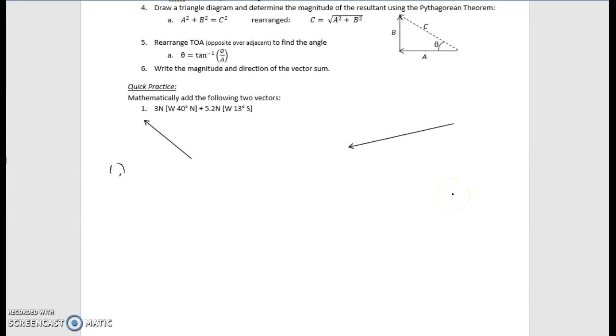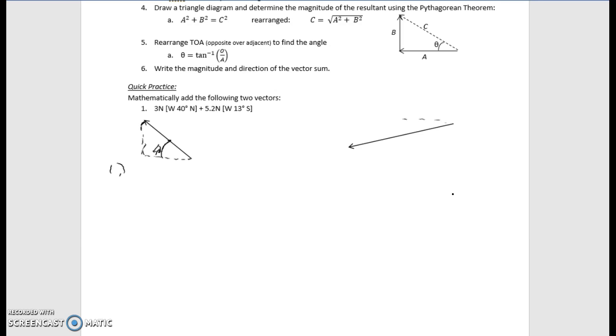So the first step was to break these two vectors up into their components. So you have 3 newtons. West is your baseline, and it goes north of that 40 degrees. Okay, so that's the first one.